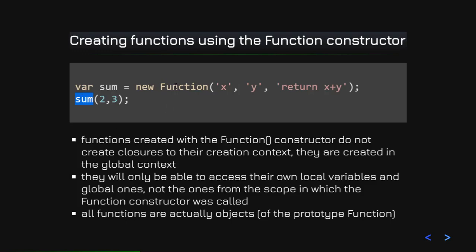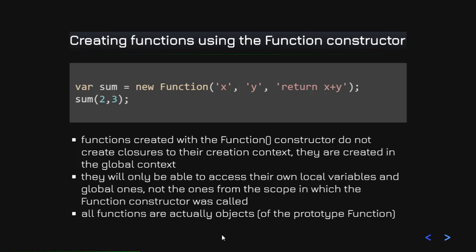Functions created with the function constructor do not create closures of their creation context. You will see in a couple of slides what a closure means. It basically means an inner function, so a function that is declared inside another function, a nested function. They are created in the global context. They will only be able to access their own local variables and global ones, so not the ones from the scope in which the function constructor was called, which is not the case for closures. Closures can access variables from the scope in which they are defined.